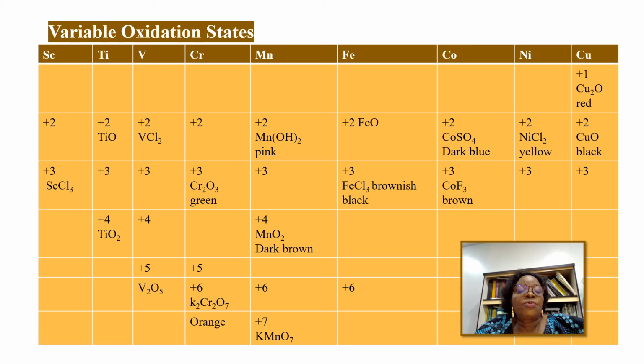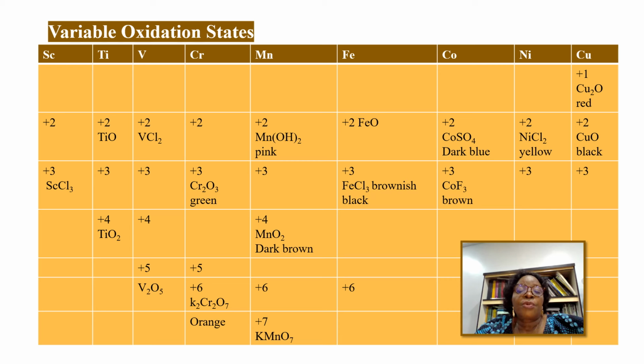Variable oxidation states. We can see that scandium can lose both its 4s electrons and 1 3d electron, and the compound is scandium trichloride. That is the oxidation state that scandium can attain. Titanium can have a +2 oxidation state, +3 and +4. Vanadium can have +2, +3, +4 and +5.